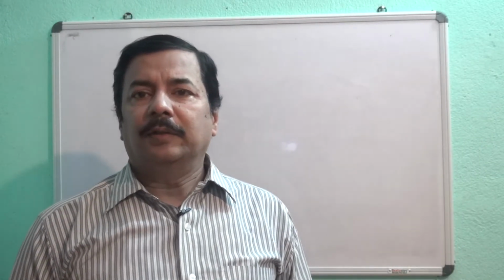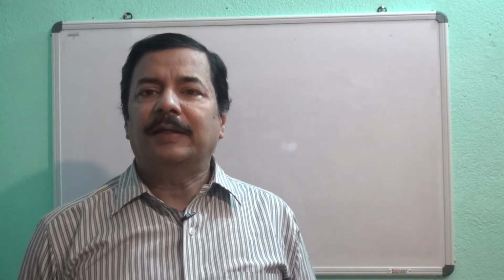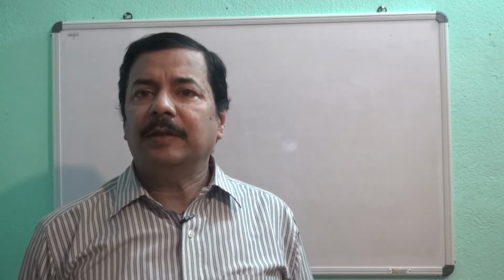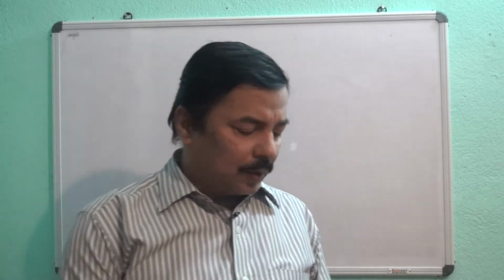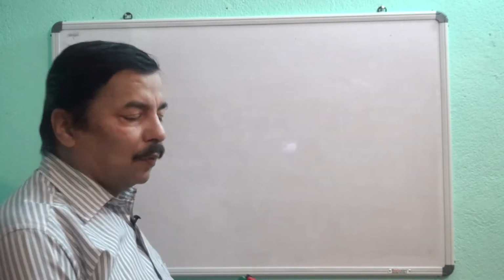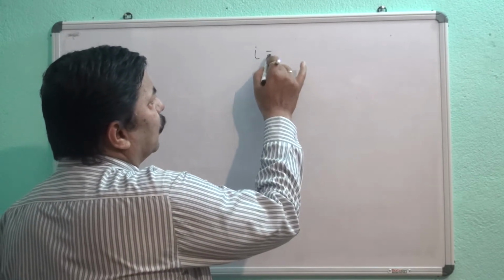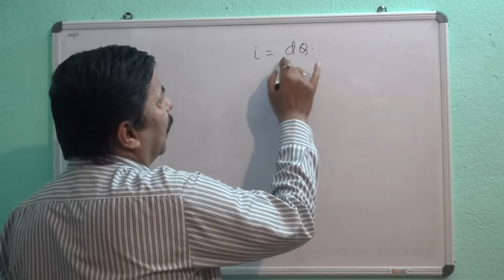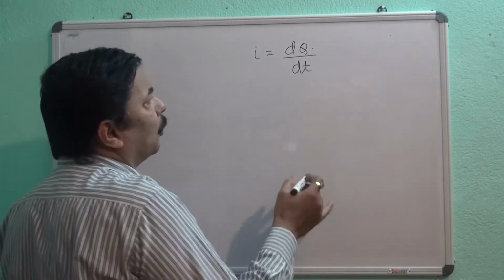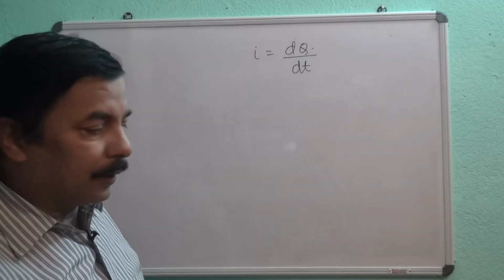Hello students, we are going to start today the last portion of the capacitor, that is charging and discharging of the capacitor. In order to understand charging and discharging of the capacitor, you are supposed to understand a few basic things. What are those things? First thing you should know, I is equals to dq by dt, rate of flow of charge. Rate of flow of charge is called current.